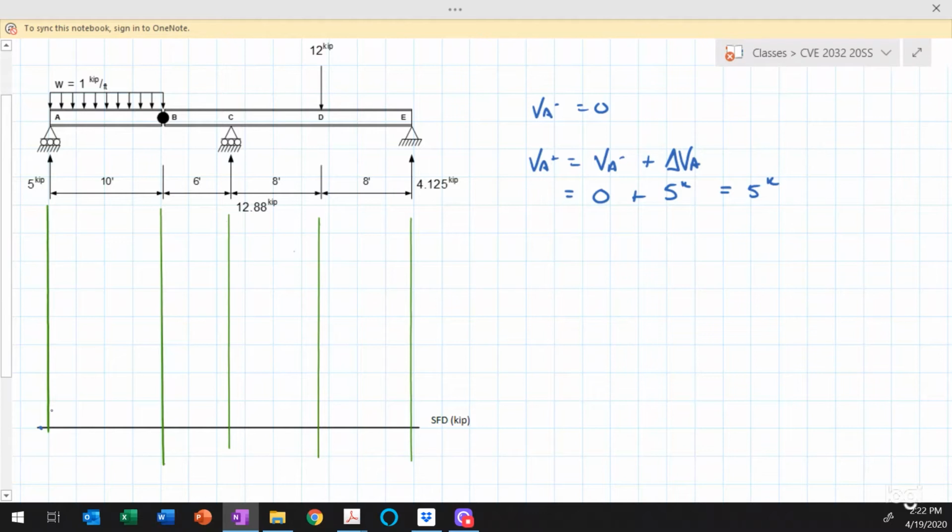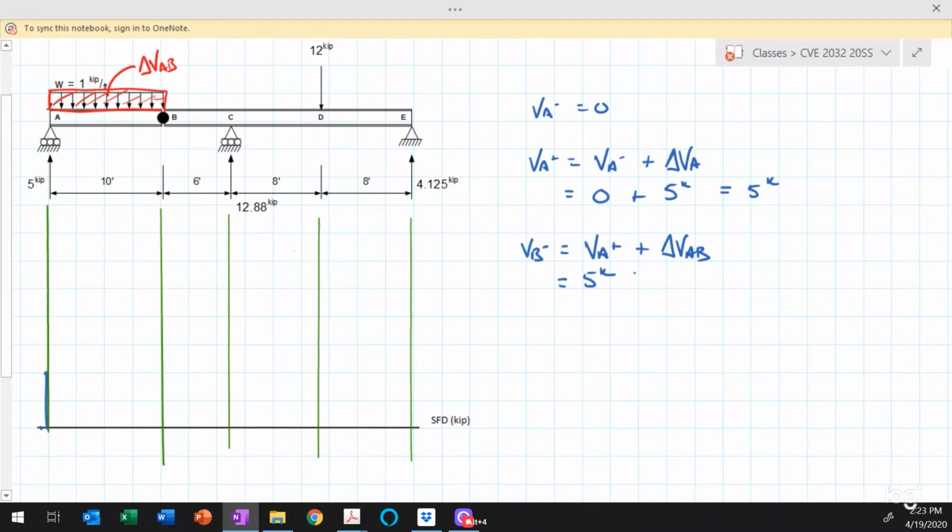So the shear force just to the right of point A has to be equal to 5 kips. I'll take this as 5 kips and sketch that in. And there we go. Now I can say that the shear force just to the left of point B is equal to the shear force just to the right of point A plus the change in shear that occurs between points A and B. So this is equal to 5 kips plus the change in shear force between A and B, which is equal to the area under the load diagram. That is delta V AB, the change in shear between points A and B.